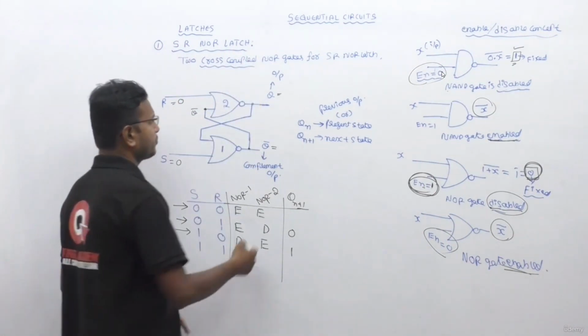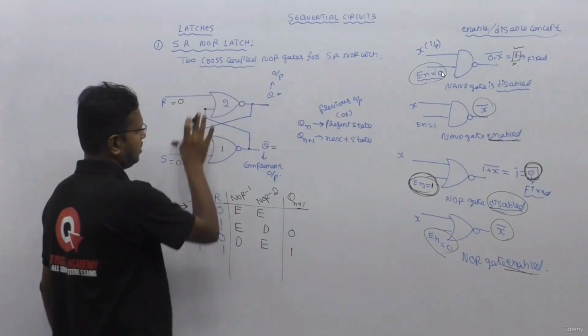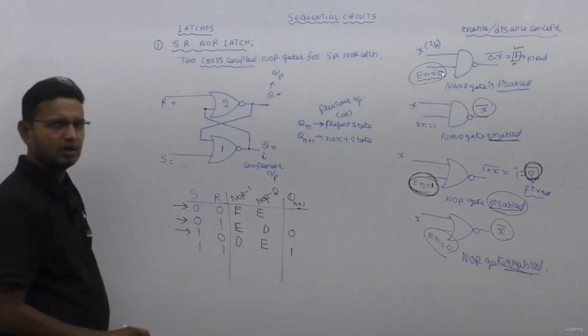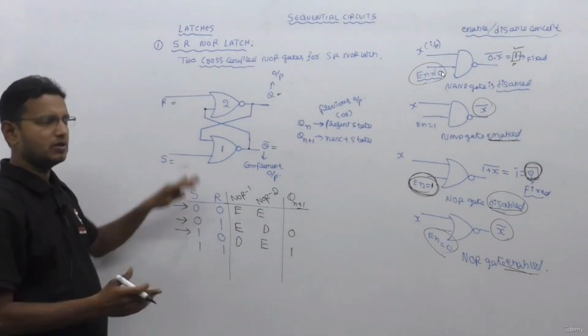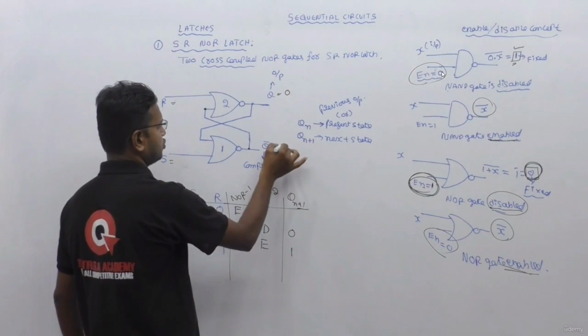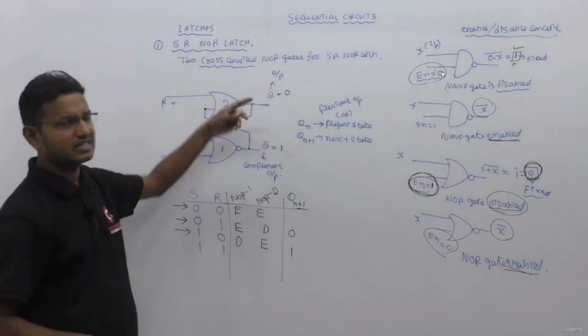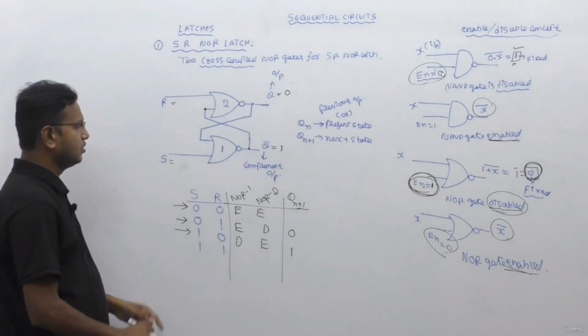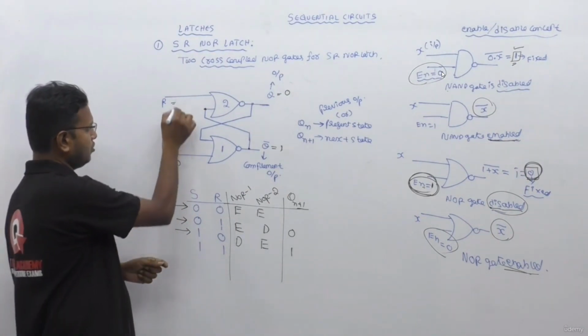So let us assume this q previously, that is, before giving the inputs. Let us assume I didn't give the 0 0 inputs. Before giving the inputs, let us say q is 0. Q bar has to be 1 because the outputs are complements. So this 0 is qn, the present value. Now I am giving s equal to 0, r equal to 0.